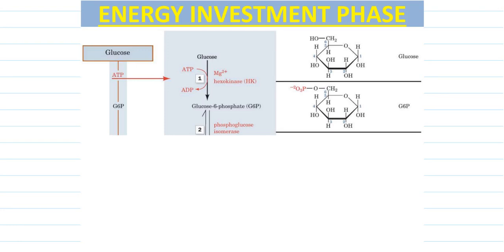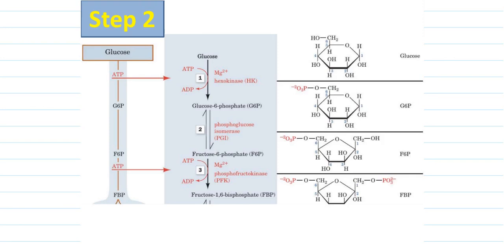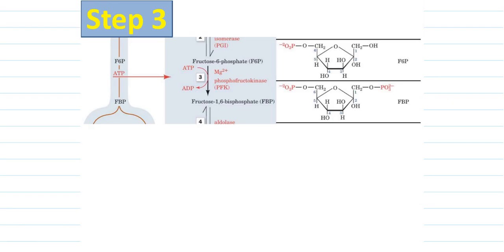After that, phosphorylation of glucose, there is an isomerization reaction to form fructose 6-phosphate. After isomerization, another phosphate has been introduced, and another ATP has been consumed. So eventually a total of 2 ATP has been consumed in the energy investment phase. So we obtain fructose 1,6-bisphosphate.